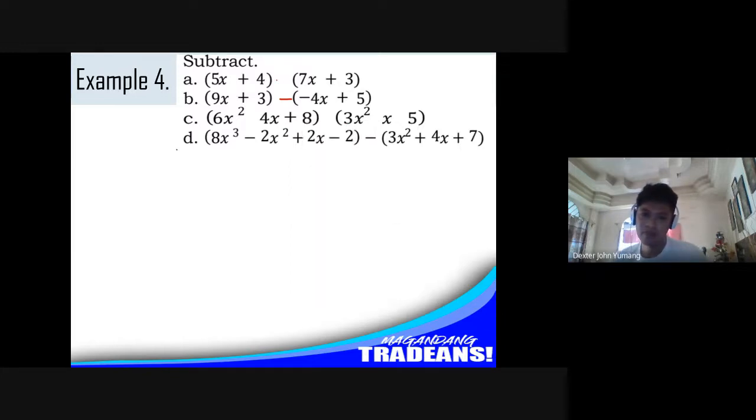This is minus. This is minus. This is minus. This is minus. Okay. Bakit po minus? Dahil po ginamit po na word dito is subtract. Okay? So, letter A tayo.